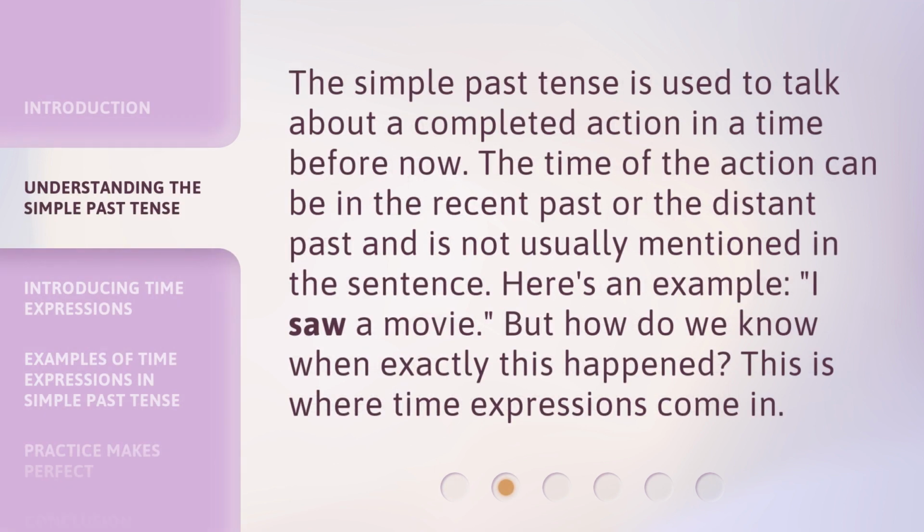The simple past tense is used to talk about a completed action in a time before now. The time of the action can be in the recent past or the distant past and is not usually mentioned in the sentence. Here's an example. I saw a movie. But how do we know when exactly this happened? This is where time expressions come in.